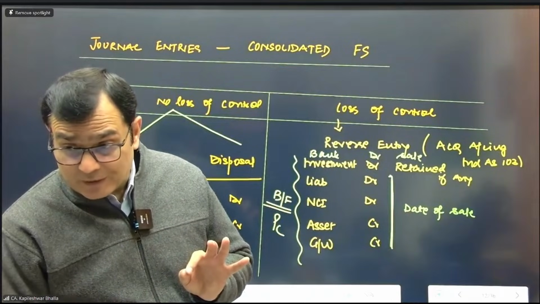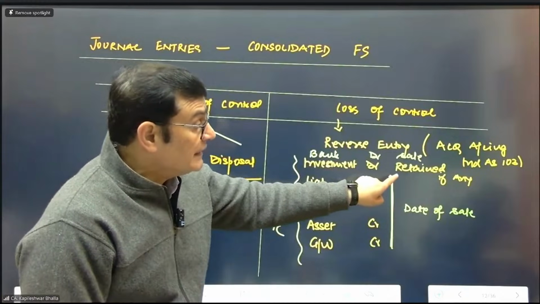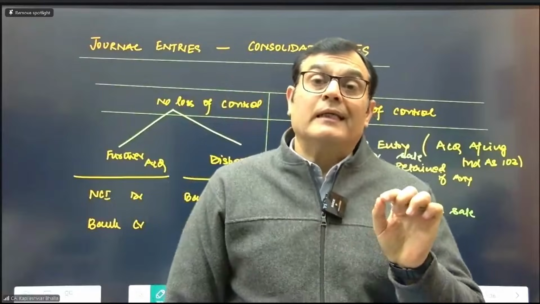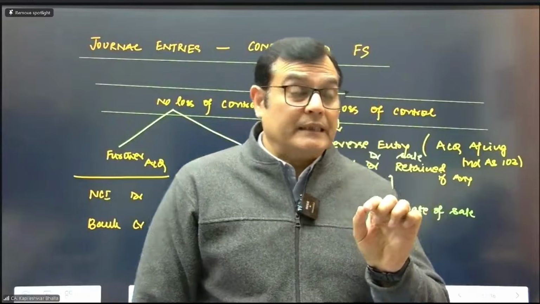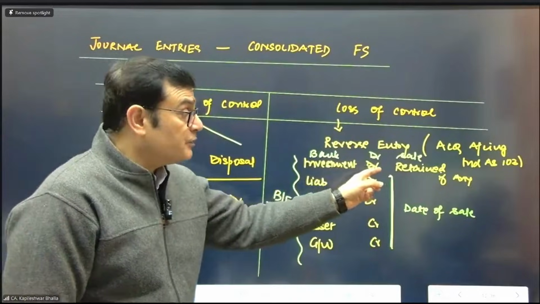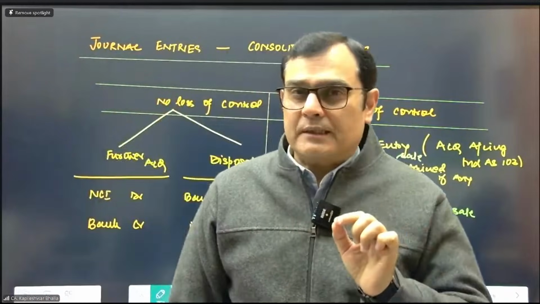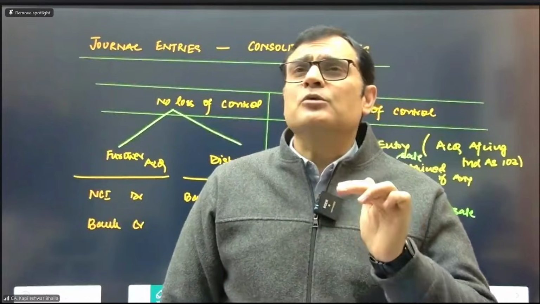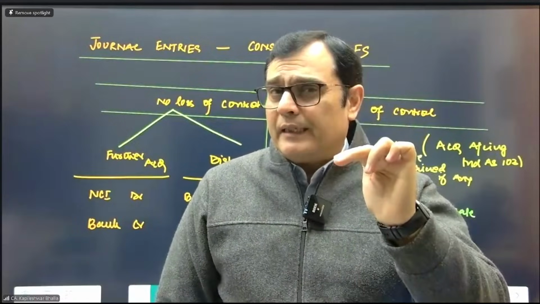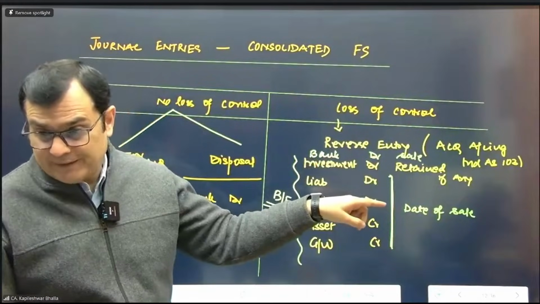You said, but investment is already debited at the time of acquisition. No, this is the investment which is retained. This is not the existing investment. Because if it is a partial disposal and you convert from control to an associate, this is the investment which is retained in the associate, captured at fair value. What you had debited earlier was the purchase consideration. So now this is the retained investment in case of partial disposal. Correct.